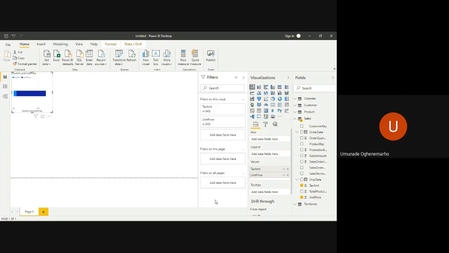Can you quickly try with the pie chart? Let's see what it looks like. We'll get to a pie chart.